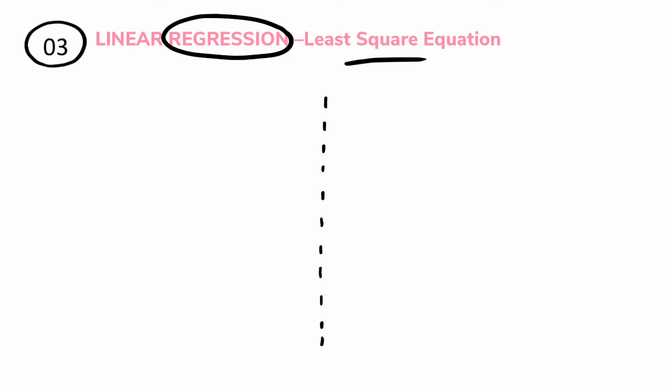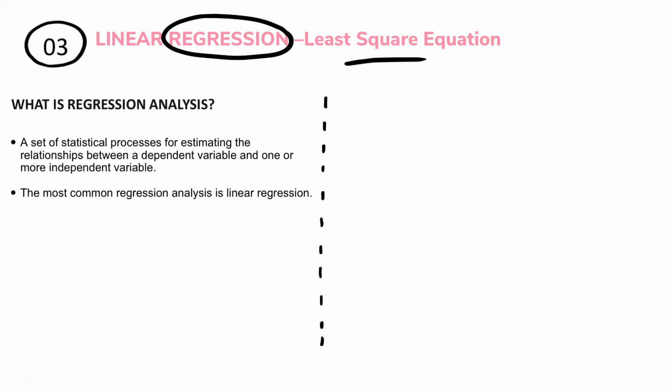Here we come to the point where we develop the best fitting equation for a scatter diagram. This is covered under regression analysis. So what is regression analysis? It is a set of statistical processes for estimating the relationships between a dependent variable and one or more independent variables. The most common regression analysis is linear regression. Actually, there are many types of regression, but here we just focus on linear regression. And in this lesson, the method that we will focus on is least square method.